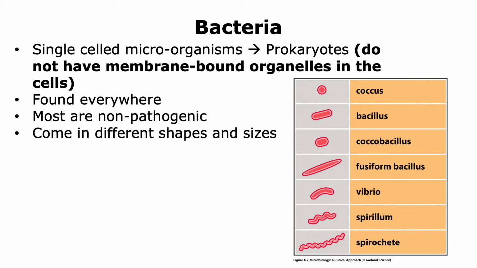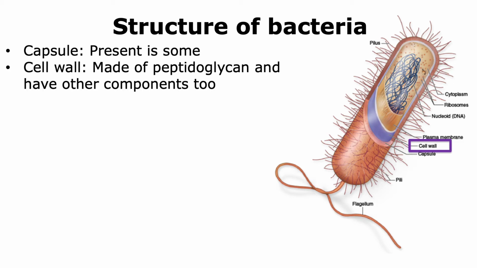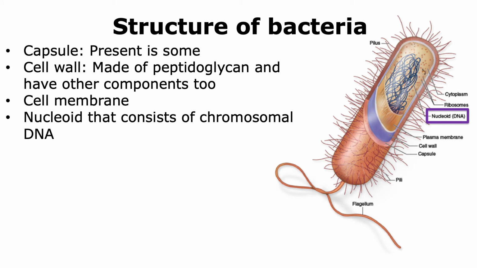Now let us look at the composition of bacteria. When we look at the structure of bacteria, let's start from the outside. So in the case of some bacteria, not all, the outermost part is the capsule. Underneath the capsule is the cell wall. Now in many bacteria, the cell wall has a component called peptidoglycan, but it has other components too. Underneath the cell wall is the cell membrane. Now the cell membrane has the plasma membrane, which is a phospholipid bilayer, and inside the cell we have a nucleoid that consists of the chromosomal DNA.